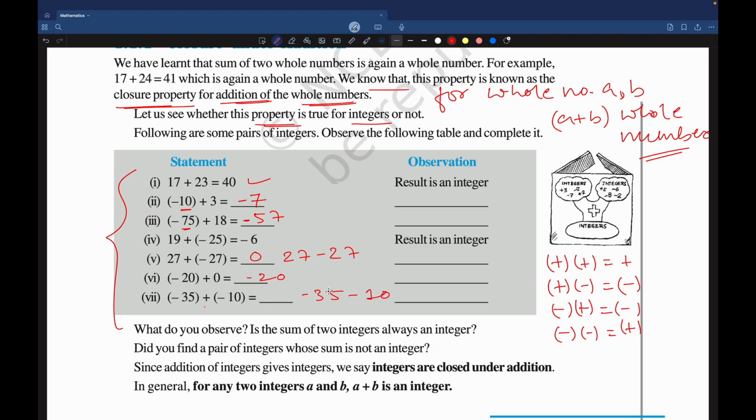First put the sign of bigger integer in the answer, so there will be minus sign, and then do subtraction if both the signs are different. Otherwise, if both the signs are same, then do addition. In this case, both the signs are same, that is negative, so we'll do the addition, that is 35 plus 10, that is 45, and the answer is minus 45.